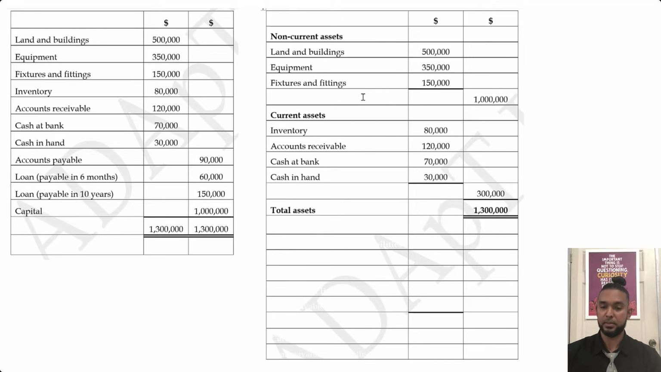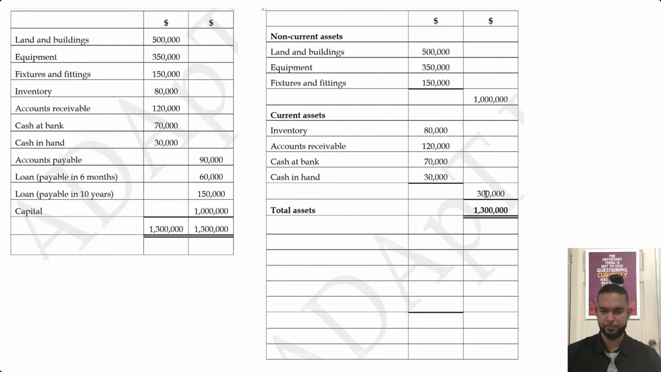Now some people like to put a label that says total non-current assets and total current assets. If you want to do that, that's perfectly fine. It's not mandatory. And if you don't have those labels, you're not wrong. Okay, now from here, let's take a look at the capital and liability section.